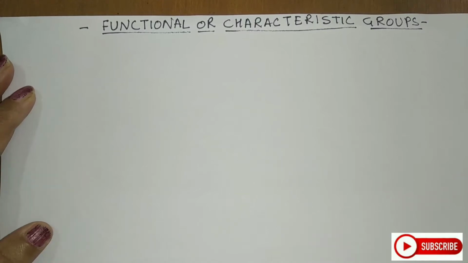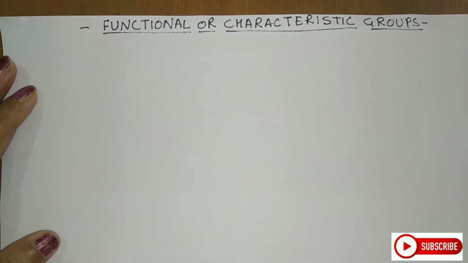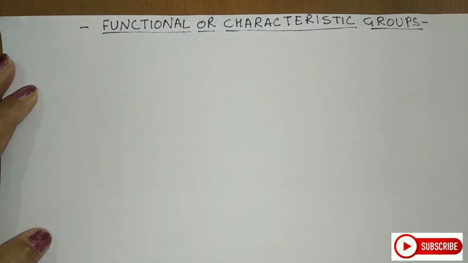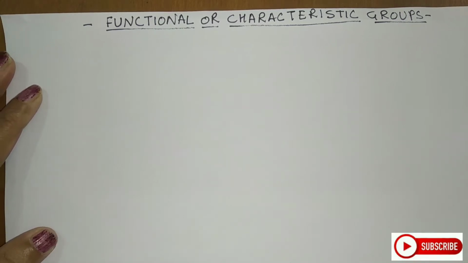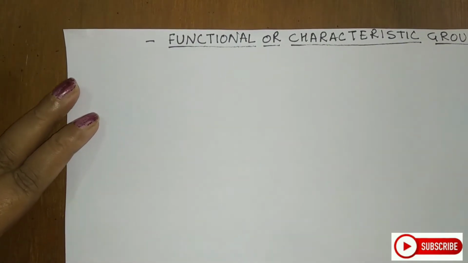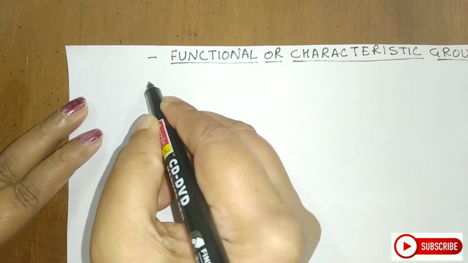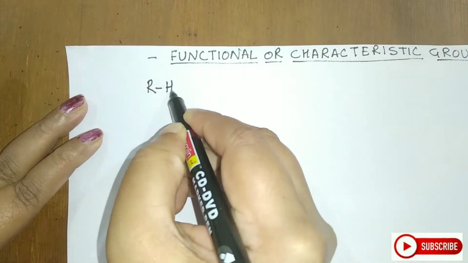Hello students. Today in this video we are going to see the functional or the characteristic groups. Now students, you know that hydrocarbons are the parent organic compounds, and all other compounds are considered to have been derived from them by replacing one or more of their hydrogen atoms by some other more reactive atoms or group. Now if I want to see the normal hydrocarbon, I will write it as RH.